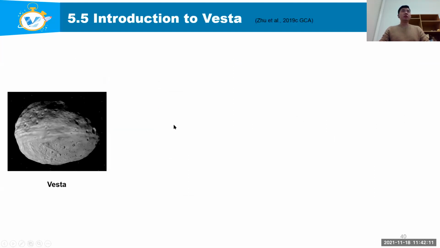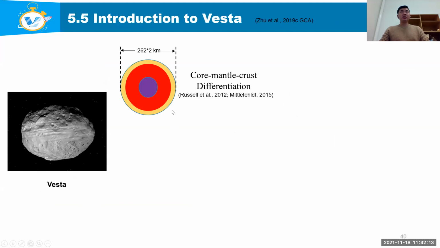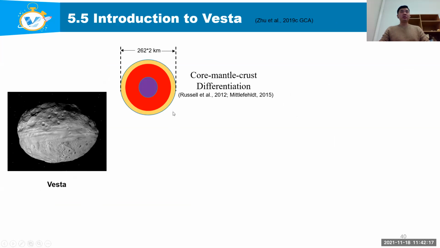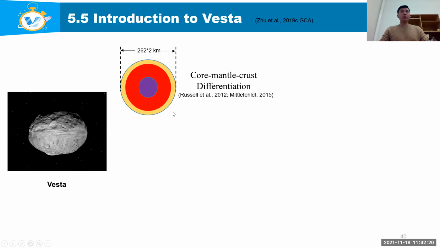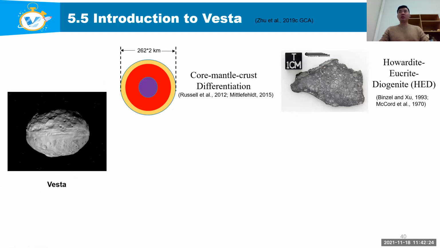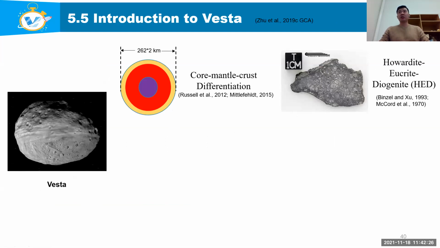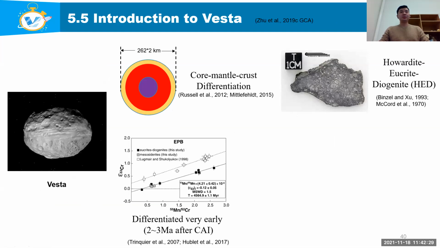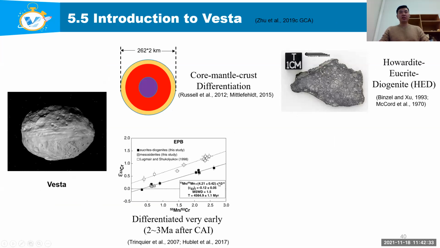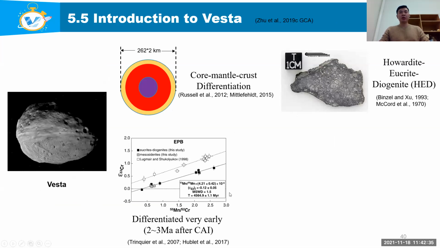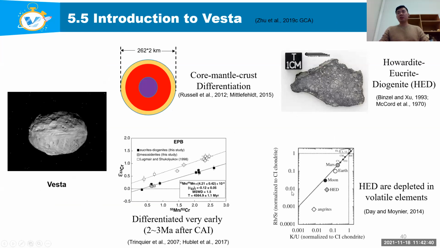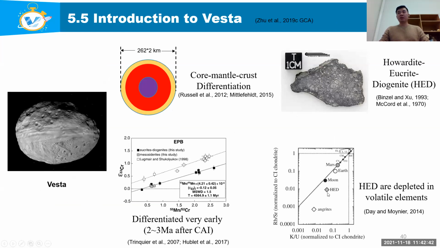And here is the Vesta. And Vesta is a small planet, and it experienced core-mantle-crust differentiation. And we believe that the howardite, eucrite, diogenite meteorites come from Vesta. And Vesta also differentiated very early, and this is dated by the manganese-chromium chronometer. And the HED are also depleted in volatile elements, and its position is here.